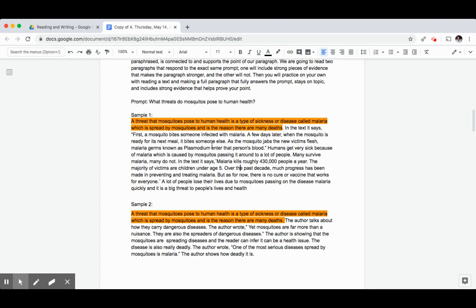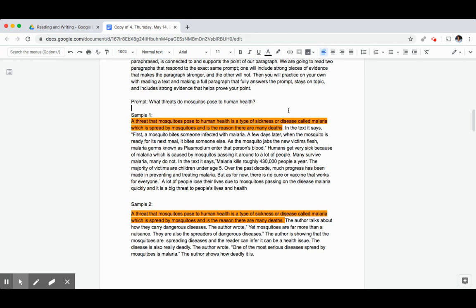Over the past decade, much progress has been made in preventing and treating malaria. But as for now, there is no cure or vaccine that works for everyone. A lot of people lose their lives due to mosquitoes passing on the disease malaria quickly, and it is a big threat to people's lives and health.